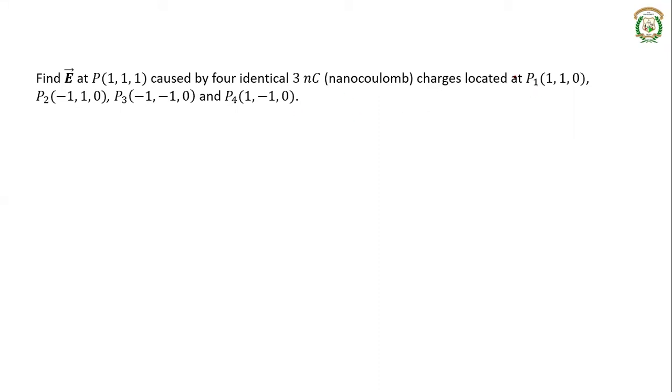If you look at the coordinates of these 4 points, you observe that the z coordinate is 0. You have only x and y coordinates, right? So all the 4 points lie on the xy plane where z is equal to 0, and the point where you want to calculate the electric field intensity is at 1 comma 1 comma 1, right? So 1 unit each in x, y, and z coordinate. So you can just visualize this thing.